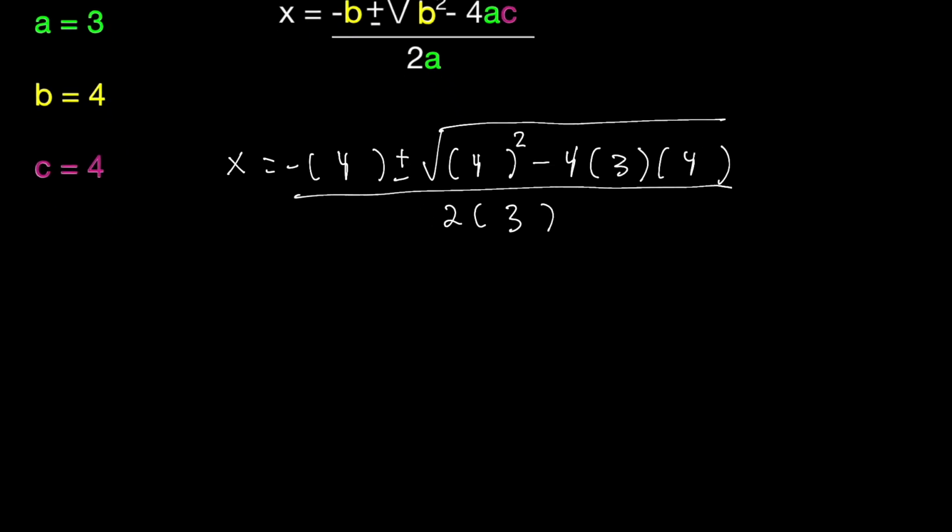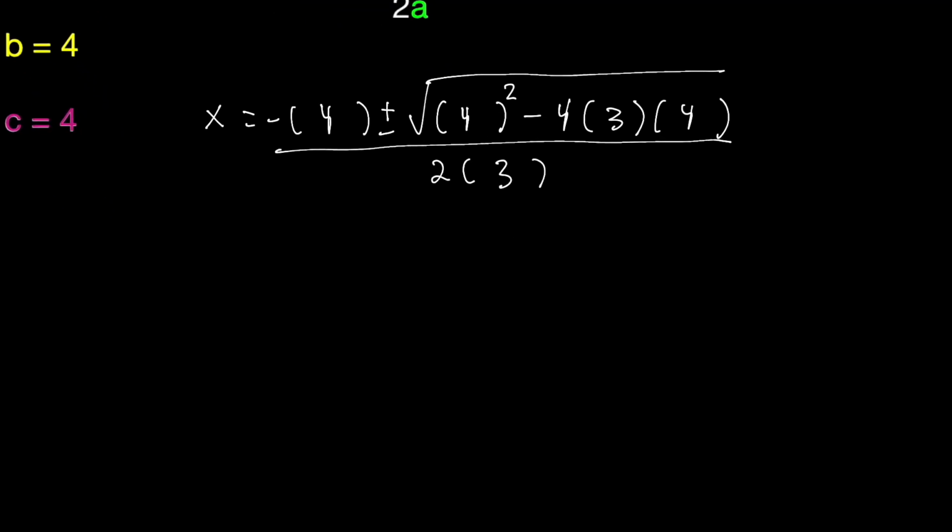After I have the setup, it's just a matter of simplifying. So here I get x equal to negative 4 plus or minus the square root of 4 squared. 4 squared is 4 times 4. That gives me 16. And then we're going to multiply these three quantities together. Negative 4 times 3 is negative 12. If I multiply 4, I'm going to get negative 48. On the denominator, I have 2 times 3. That gives me 6.